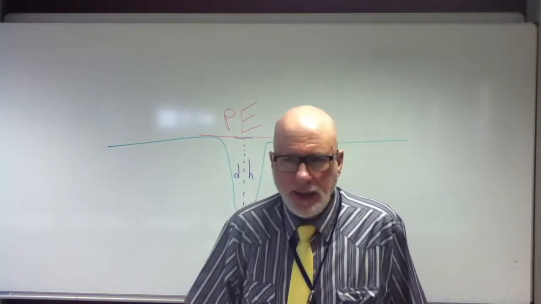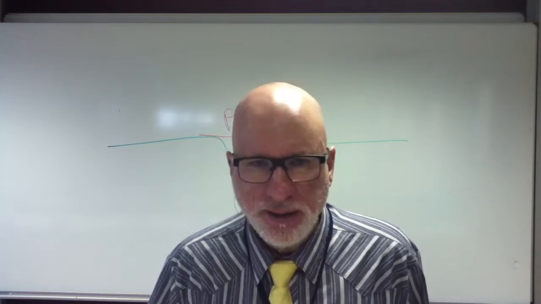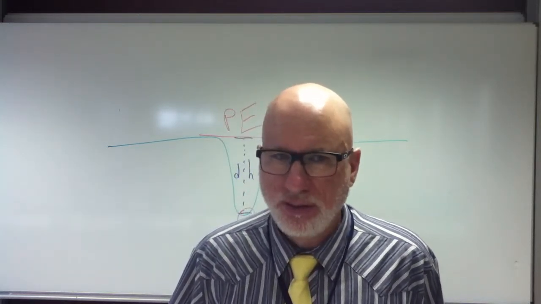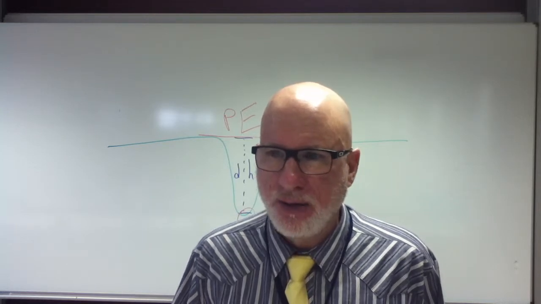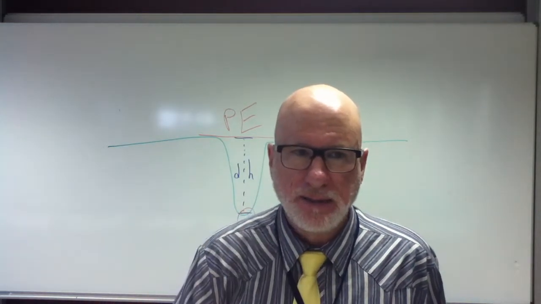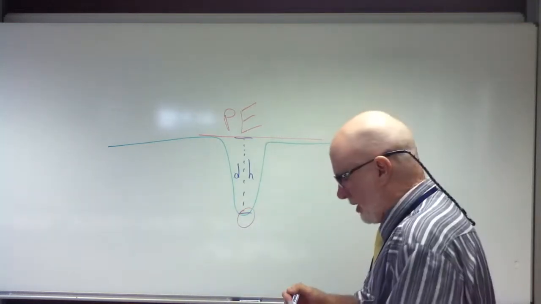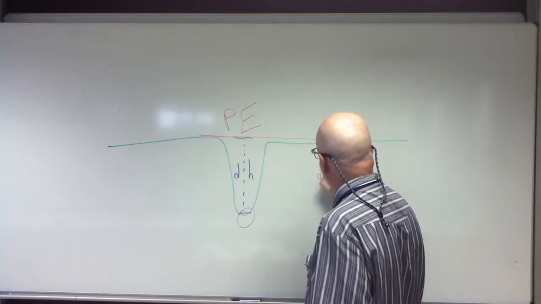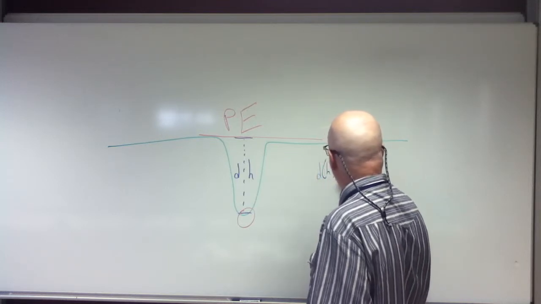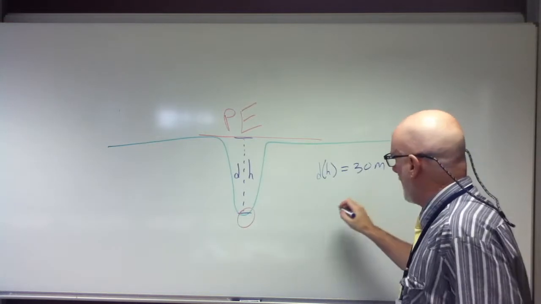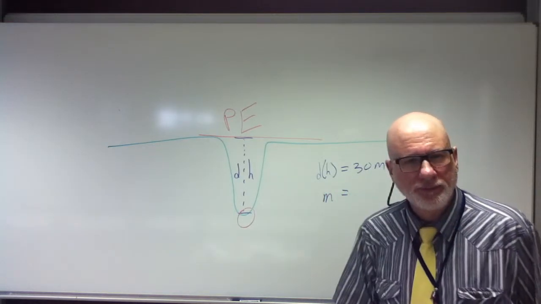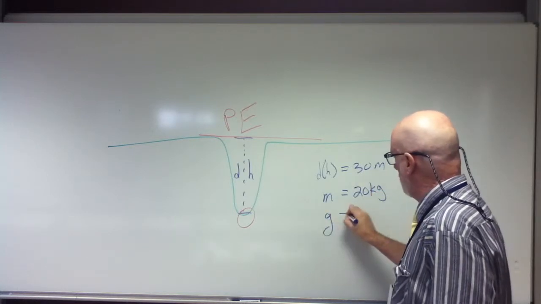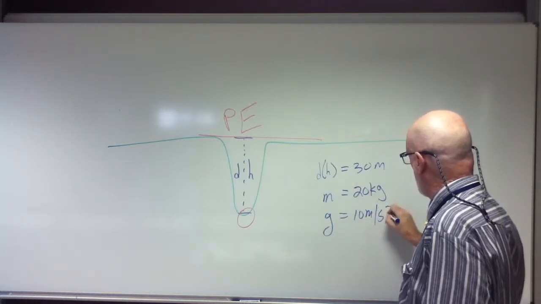Well, how far did the coyote travel down the canyon off the cliff? It traveled 30 meters, correct? So the distance or the height it traveled is 30 meters. And it has a mass of 20 kilograms. We know g is 10 meters per second squared.